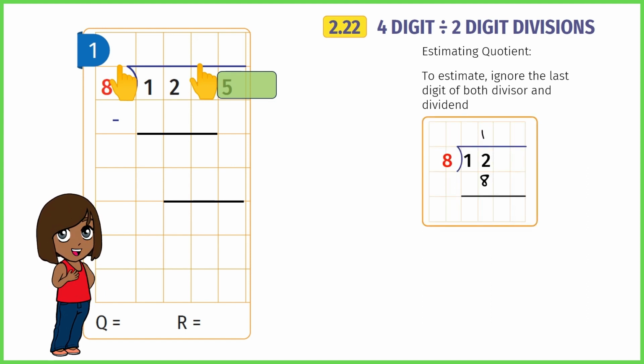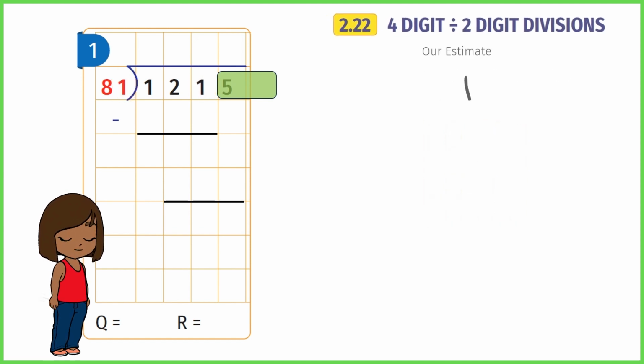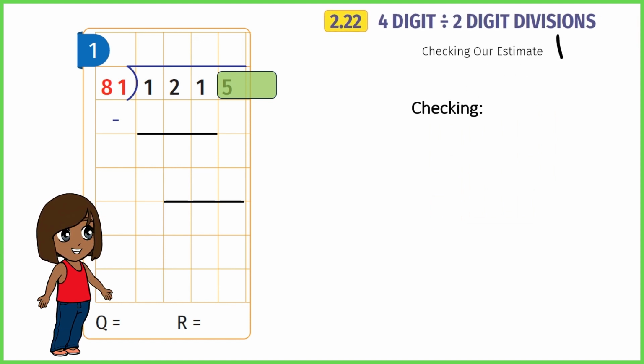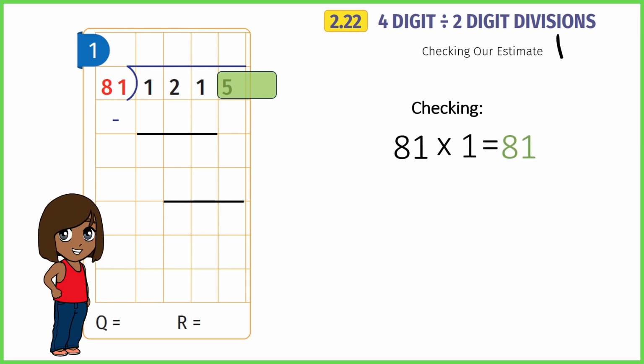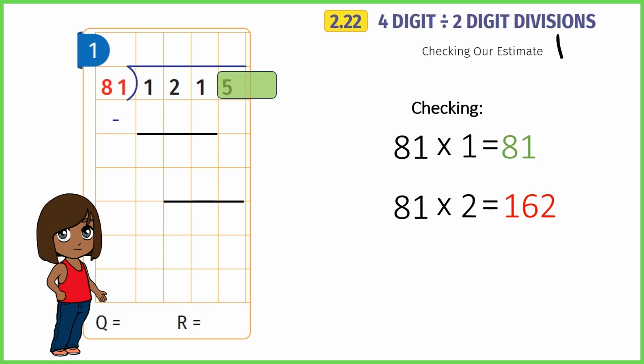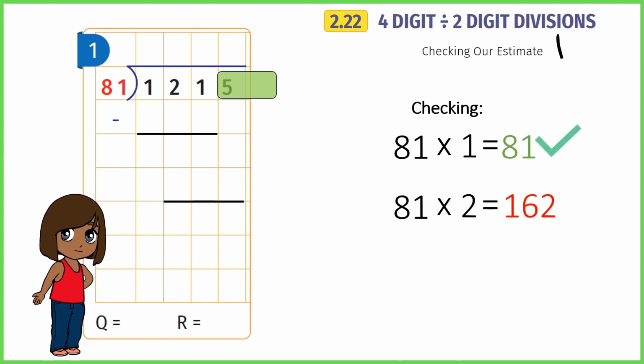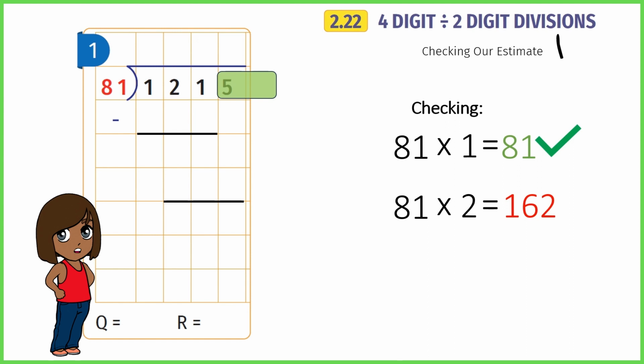Dividing 12 by 8, we get 1. Our estimate is 1. We have to check this estimate. 81 multiplied by 1 is 81. Let us check one higher. 81 into 2 is 162. 162 is more than 121. So we go with our estimate, which is 1.